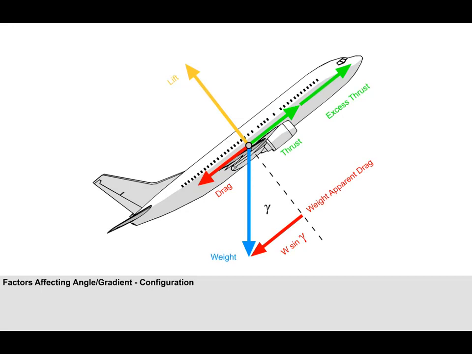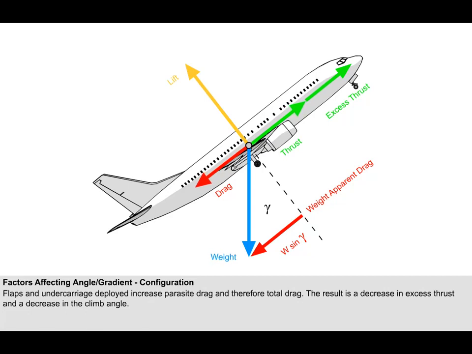The next factor that affects the climb angle is the configuration of the aircraft. By configuration, we mean whether the flaps and undercarriage are deployed or not. If the undercarriage and flaps are deployed, then parasite drag will increase. More drag means that there is less excess thrust available.